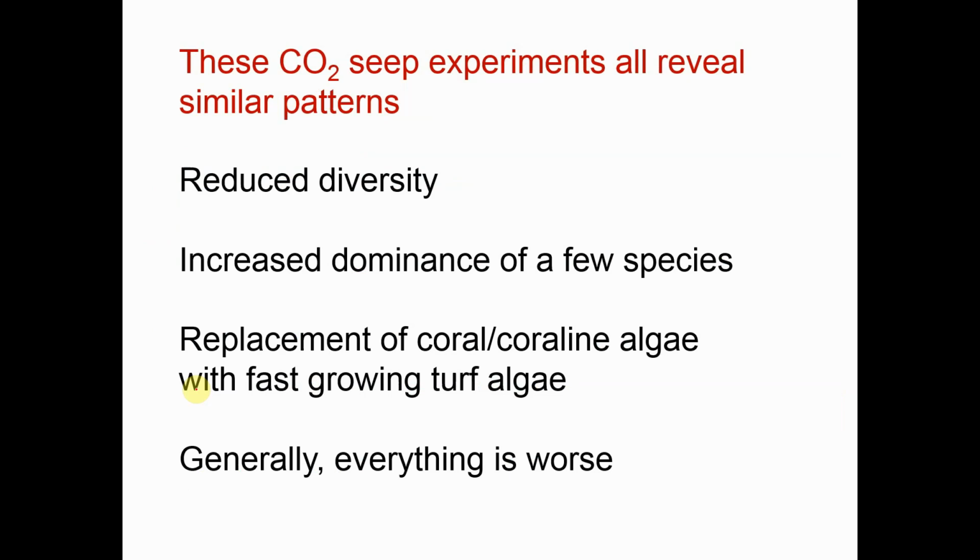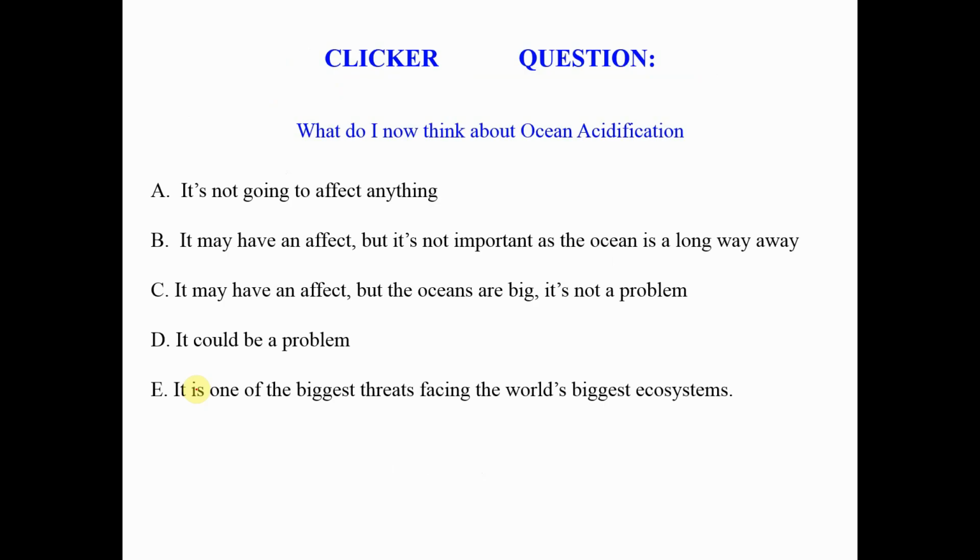And these CO2 seep experiments all reveal similar patterns. In each case, we observe reduced diversity, increased dominance of just a few species, replacement of coral or coralline algae with fast-growing turf algae, and generally everything gets worse.